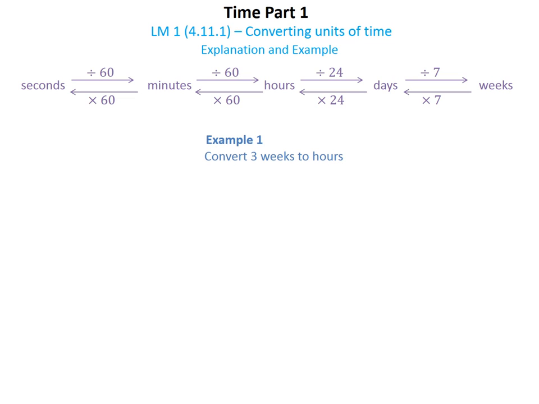So let's use it in this example here. We're just going to convert 3 weeks to hours. So I'm starting at weeks here, and I need to get to hours. So all we're going to need to do is 3 times it by the 7 to get it to days, and then times it by the 24. That gets it to hours, and then all I have to do is put that in my calculator, and it tells me it's 504 hours. And that's it. That's all I'm going to need to do for that one.